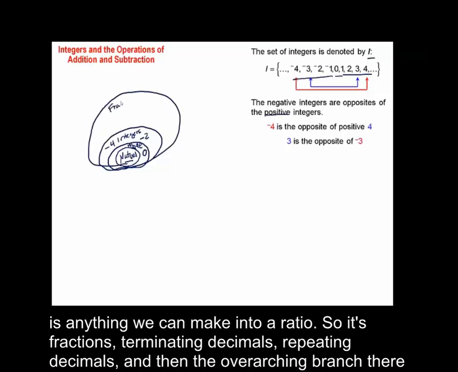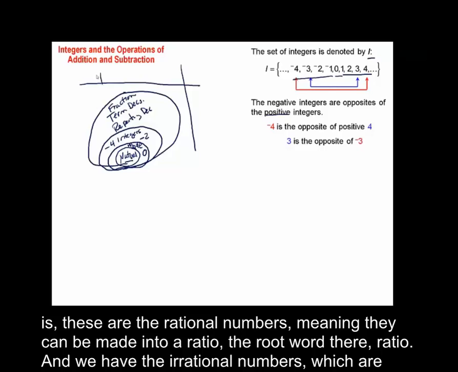So it's fractions, terminating decimals, repeating decimals, and then the overarching branch there is these are the rational numbers, meaning they can be made into a ratio, the root word there, ratio.